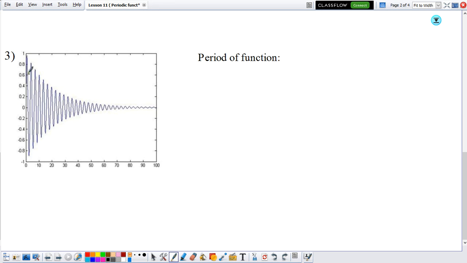So the shape of the graph keeps changing, even though it follows that same pattern. So this is an example of something that is not periodic. Because yes, it follows a pattern of an upside down shape, but it's getting smaller and smaller.